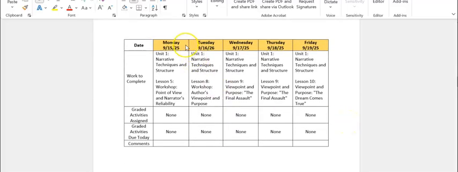So then Monday, September 15th, we will do Unit 1, Lesson 5, workshop, point of view, and narrator's reliability. Tuesday the 16th, we will do Lesson 8, workshop, author's viewpoint and purpose. Wednesday the 17th and Thursday the 18th, we will be working in Lesson 9, viewpoint and purpose, the final assault. Friday the 19th, we will start Lesson 10, viewpoint and purpose, the dream comes true.